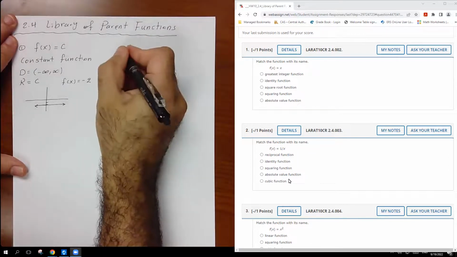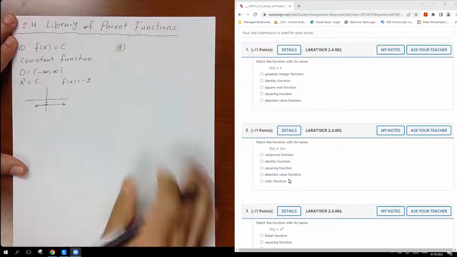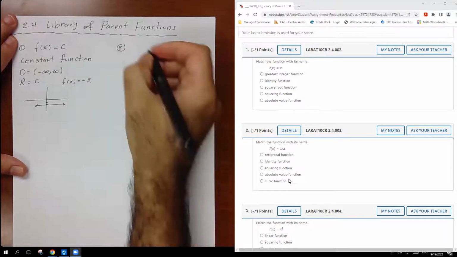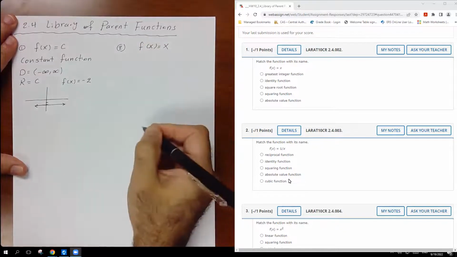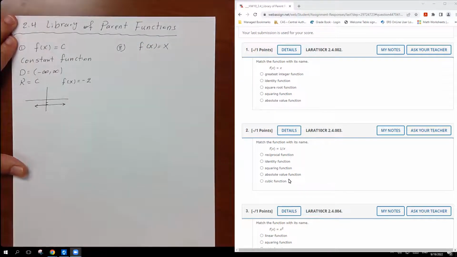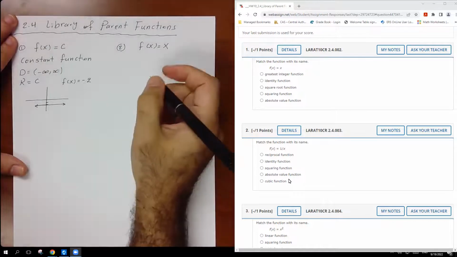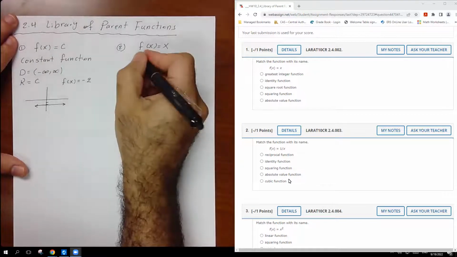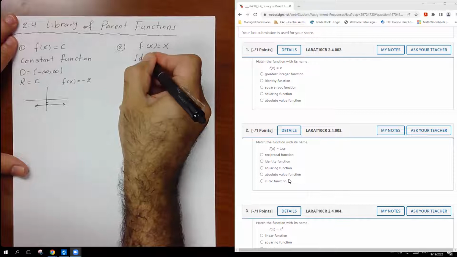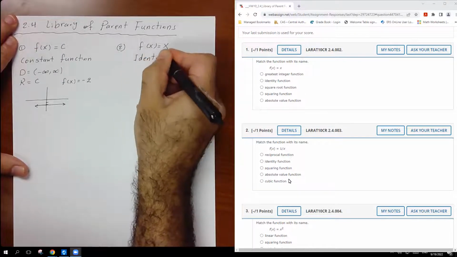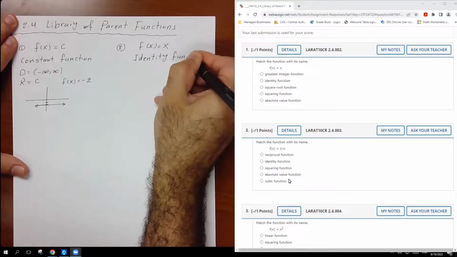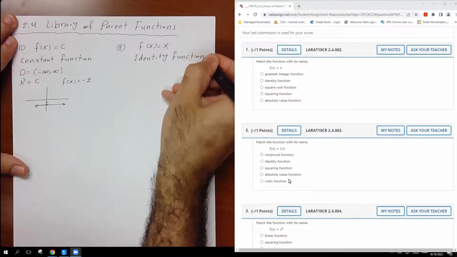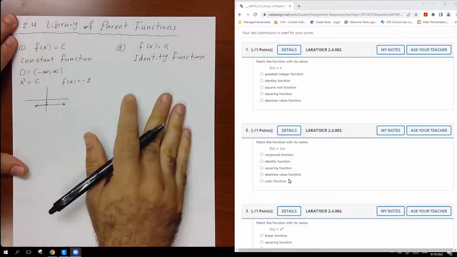The second one, f of x equal x. f of x equal x. This function is called identity function.